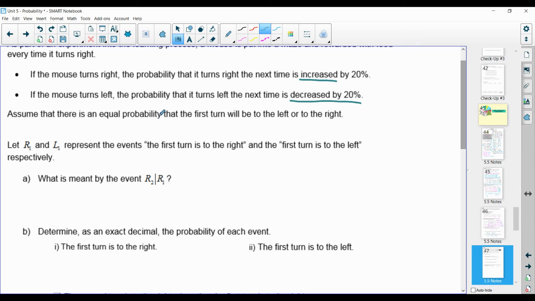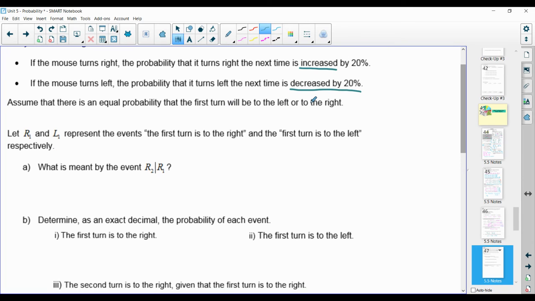So it says, assume that there's an equal probability that the first turn will be to the left or to the right. So in other words, there's a 50% chance right off the bat they're either going to go right is 0.5 and then left is 0.5 on the first turn.